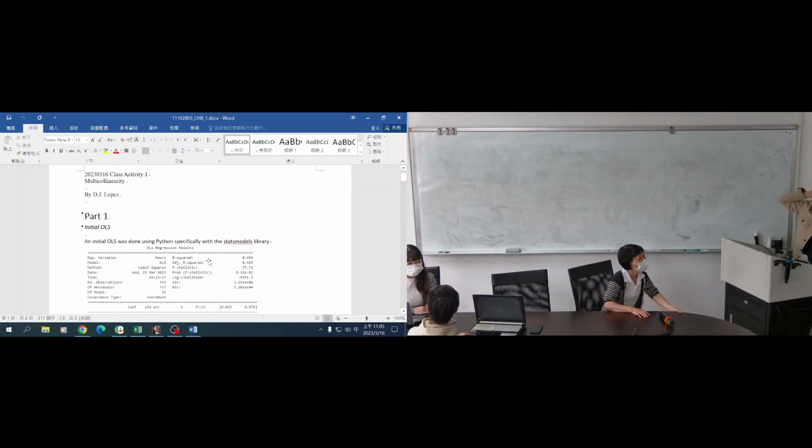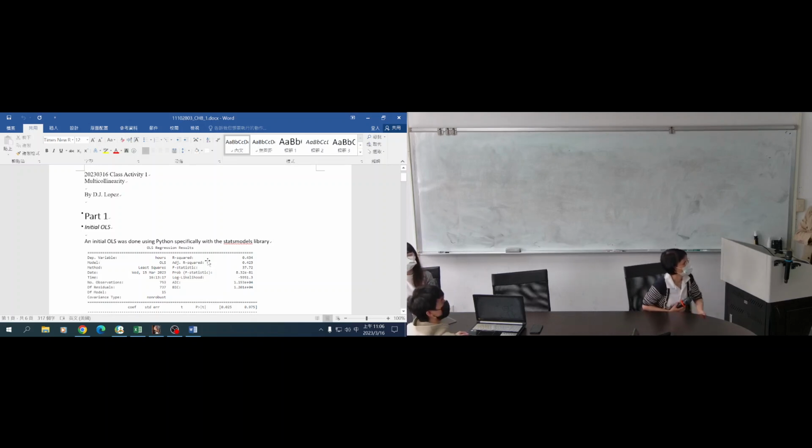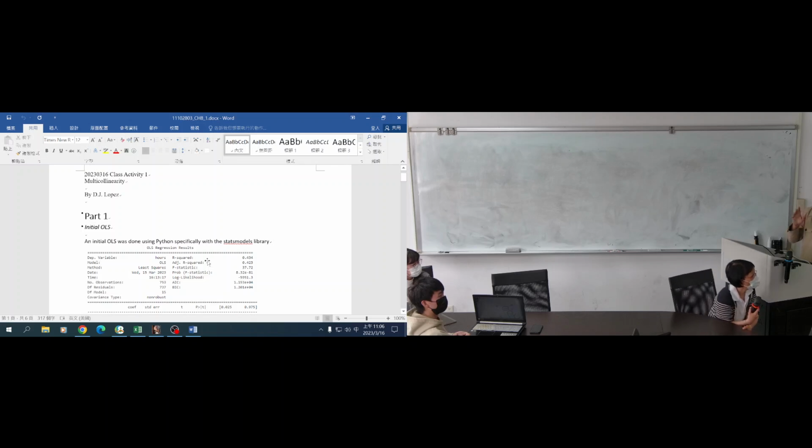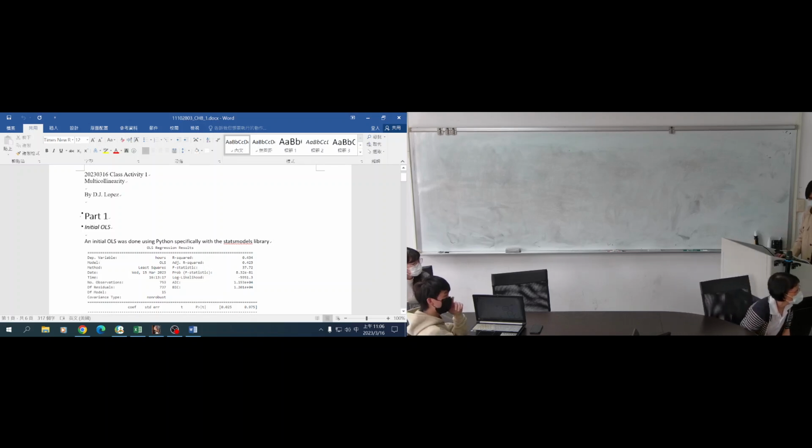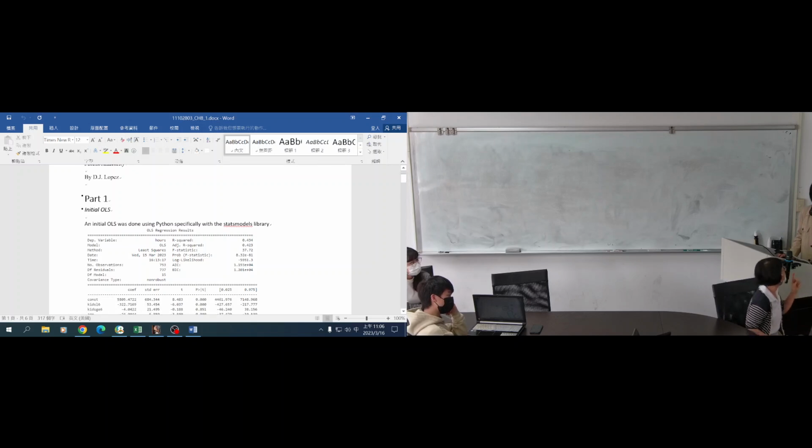So I'll be presenting my work. I have two parts for my report. Part one would be the data set that we're using, and part two, the checking of the two sets. Here I used Python for the OLS.